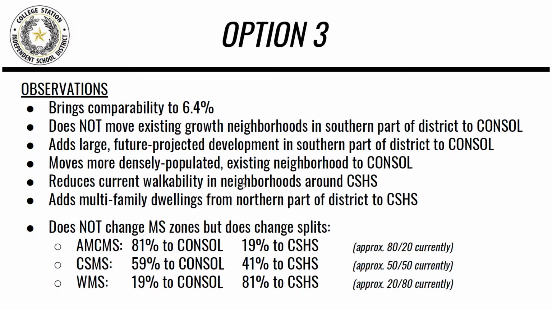Does reduce current walkability in the neighborhoods around CSHS, because now you're looking at placing those particular neighborhoods at Consol as multifamily dwellings from northern part of the district, CSHS. That's fairly consistent with the other options, except it only runs down the Southwest Parkway as opposed to 2818. What your middle school splits look like: AMCMS, 81% Consol, 19 to CSHS. CSMS, 59% to Consol, 41% to CSHS. And Weber Middle School, 19 to 81.